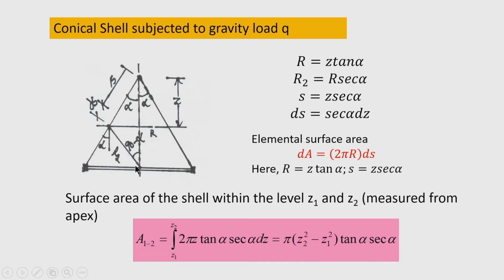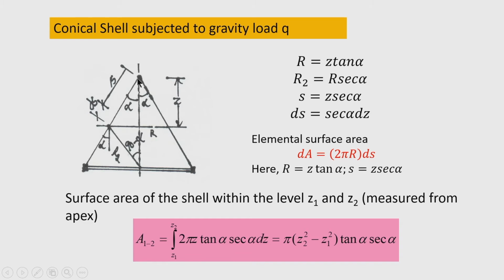Now, R 2 is one of the principal radii of curvature, and R 2 can be related to r. We can see that r divided by R 2 is nothing but sin of 90 minus alpha. So sin of 90 minus alpha is cos alpha. Therefore, R 2 becomes r divided by cos alpha, that is r secant alpha.